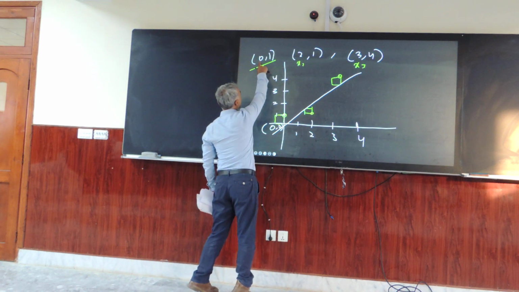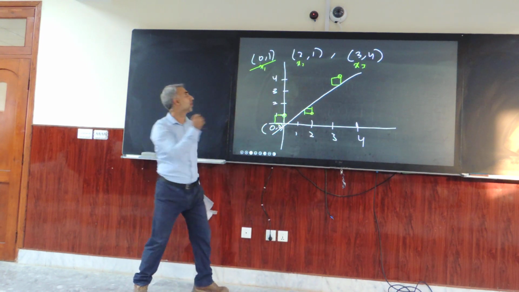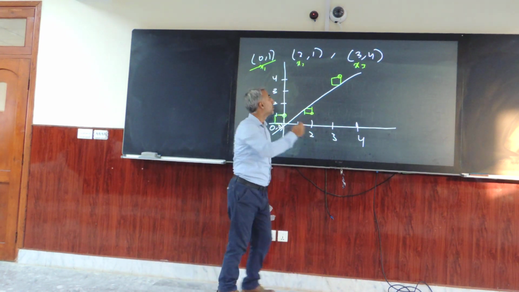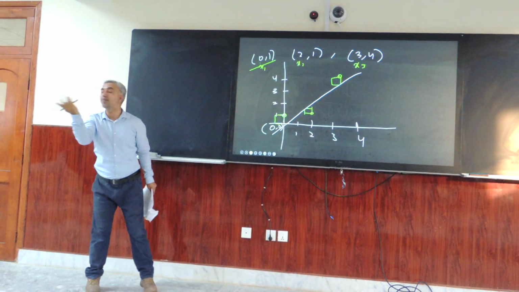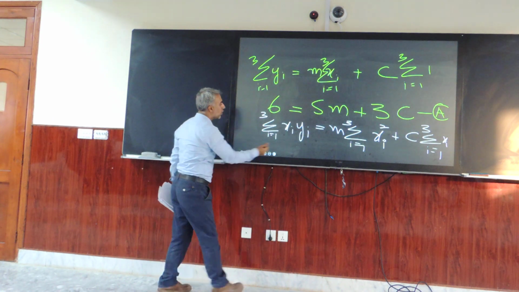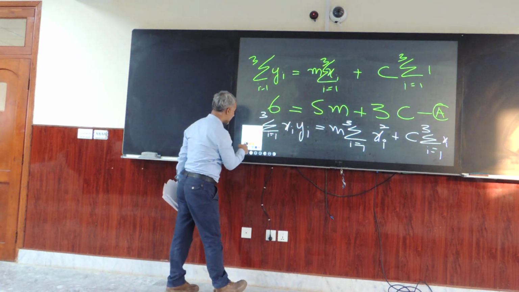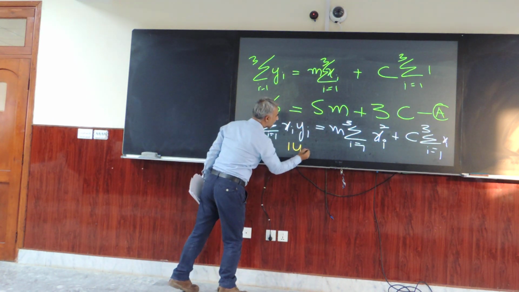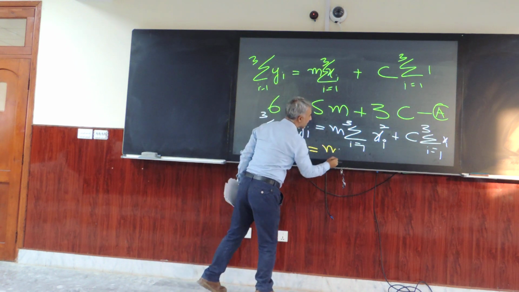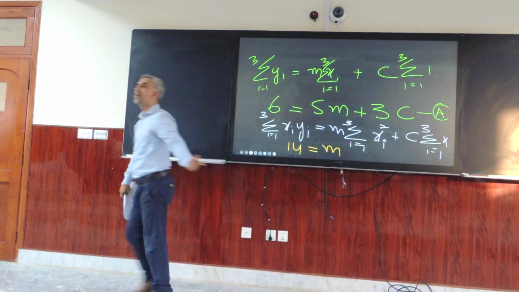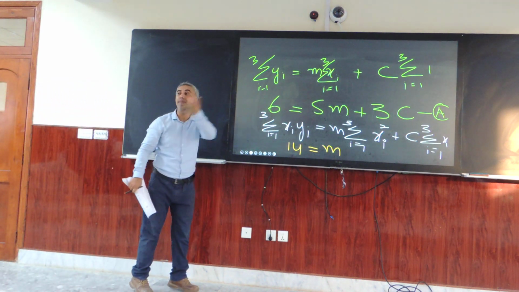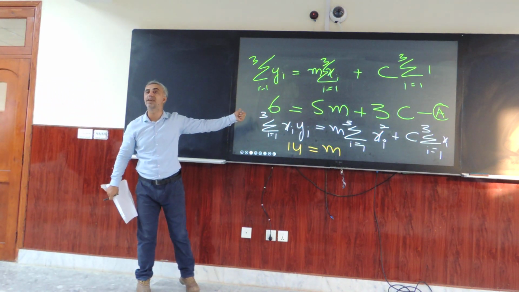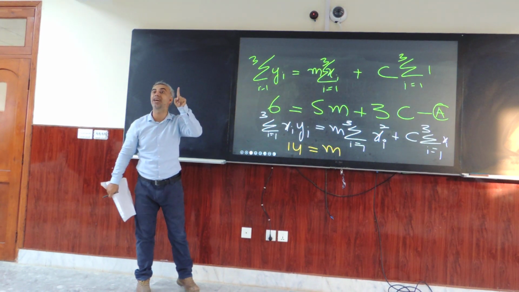For example, in this situation, 0 multiplied with 1 is 0. 2 multiplied with 1 is 2. 3 multiplied with 4 is 12. 0 plus 2 plus 12 is 14. So here, my children, you will get 14. Now M as it is, you will consider the 5. Remember, don't mix up, don't make it 25, because each point will be scaled individually.